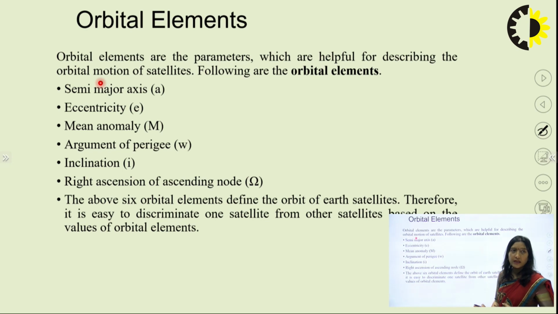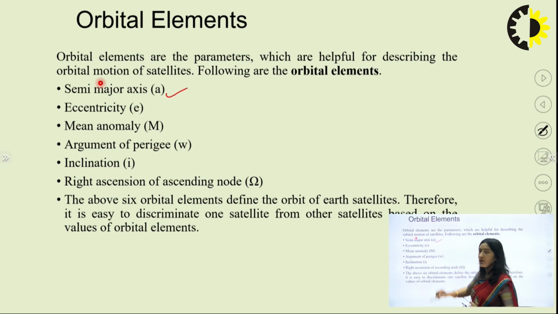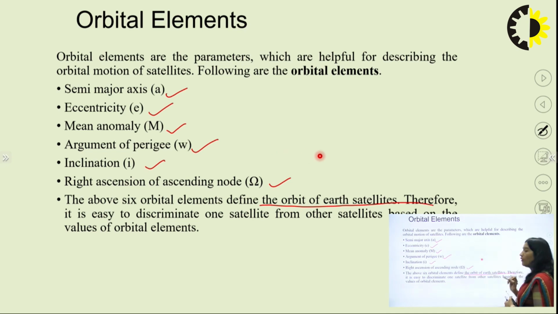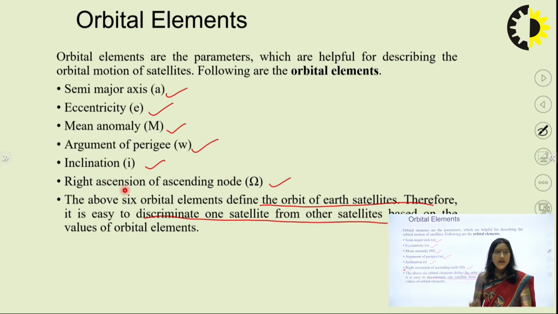There are 6 orbital elements. The first is the semi-major axis, small a. Second is eccentricity, small e. Then mean anomaly, capital M; argument of perigee, omega; inclination, i; and right ascension of ascending node, known as Omega. These 6 orbital elements define the orbit of an Earth satellite. Therefore, it is easy to discriminate one satellite from another based on the values of the orbital elements.